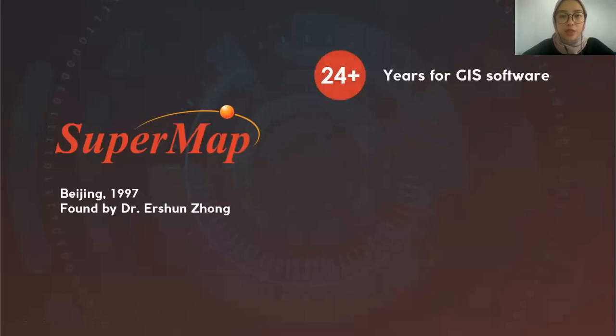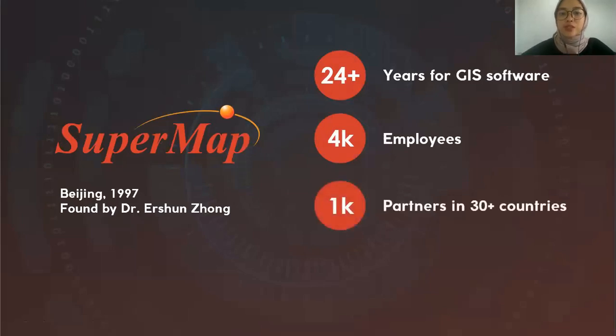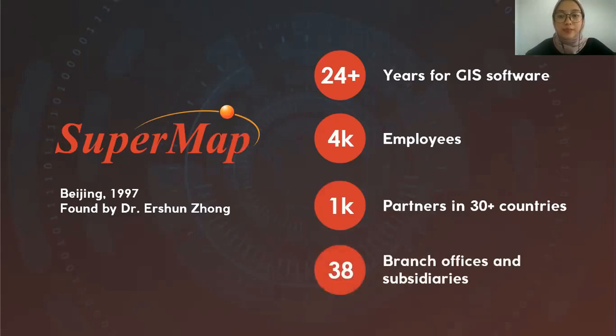Before we start to discuss the main topic, which is the tutorial, firstly, I would like to let you know a brief about our technology, about SuperMap as the company. So SuperMap was born in Beijing in 1997 by Dr. Erzun Song. For approximately 24 years, we have served various kinds of spatial solutions for various kinds of requirements. And we have more than 4,000 employees spreading all around the world, 1,000 partners coming from more than 30 countries, and also 38 branch offices and subsidiaries.